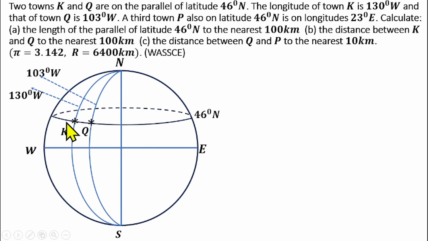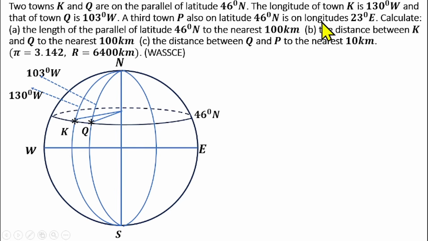Then we are going to find the distance between K and Q along that parallel of latitude 46 degrees north. And this latitude you are seeing here is a small circle. So that means I'm going to draw the radius from the center here to point K and to point Q here. Then what do we have to find first?